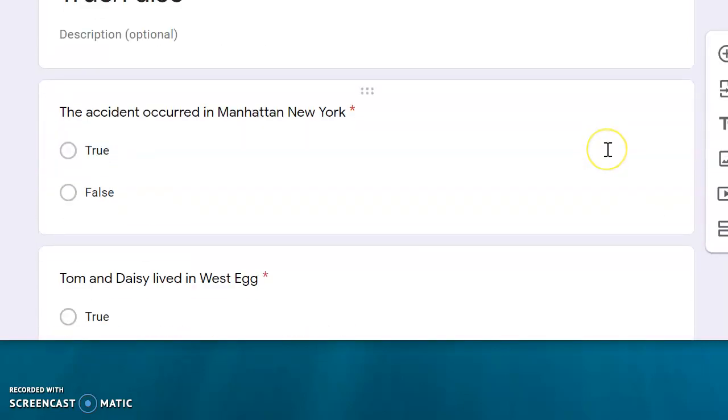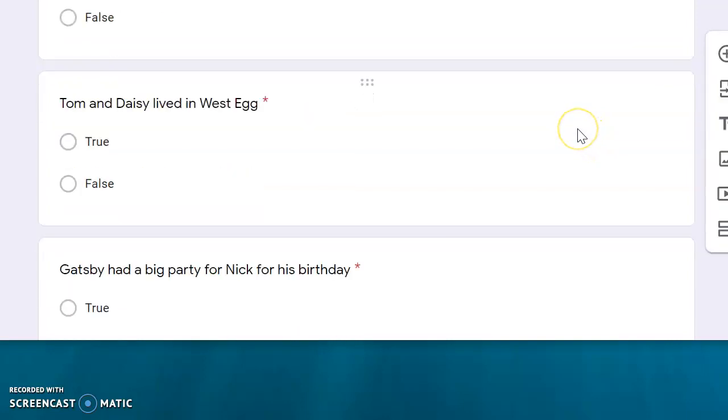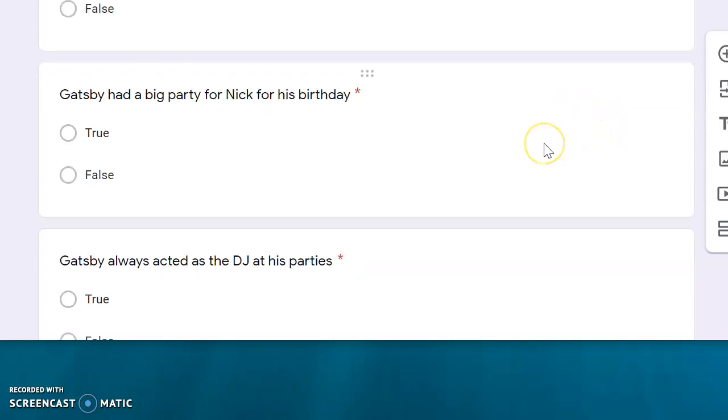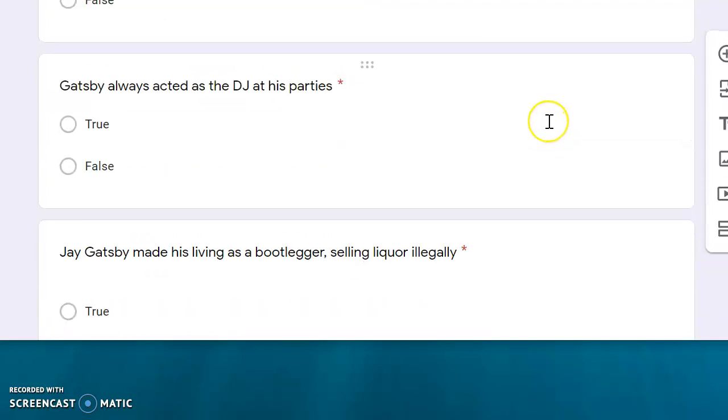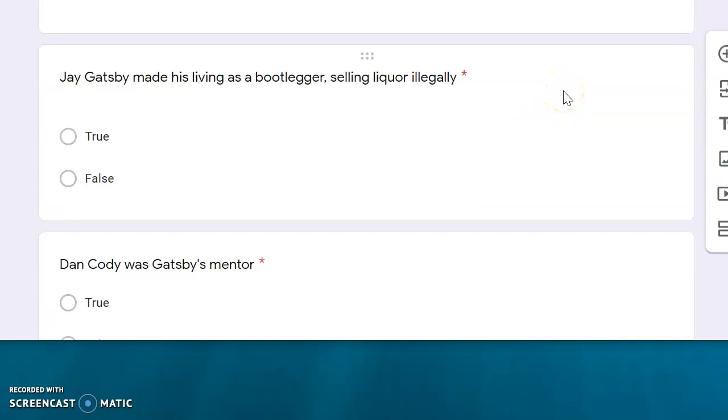Next section is true, false. The accident occurred in Manhattan, New York. True or false? Tom and Daisy lived in West Egg. True or false? Gatsby had a big party for Nick for his birthday. True or false? Gatsby always acted as the DJ at his parties. True or false? Jay Gatsby made his living as a bootlegger, selling liquor illegally. True or false?